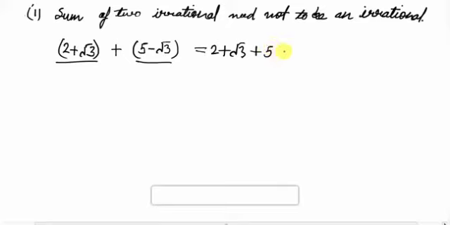So now on adding 2 plus root 3 and 5 minus root 3, both irrational numbers, root 3 and root 3 will cancel out. You will get 2 plus 5, which is 7. And 7 is a rational number. That means on adding two irrational numbers, here you are getting a rational number. 2 plus root 3 is irrational, 5 minus root 3 is irrational, and 7 is rational. You can make other examples also in which two numbers are irrational and their addition is a rational number. Now let's see the second property.